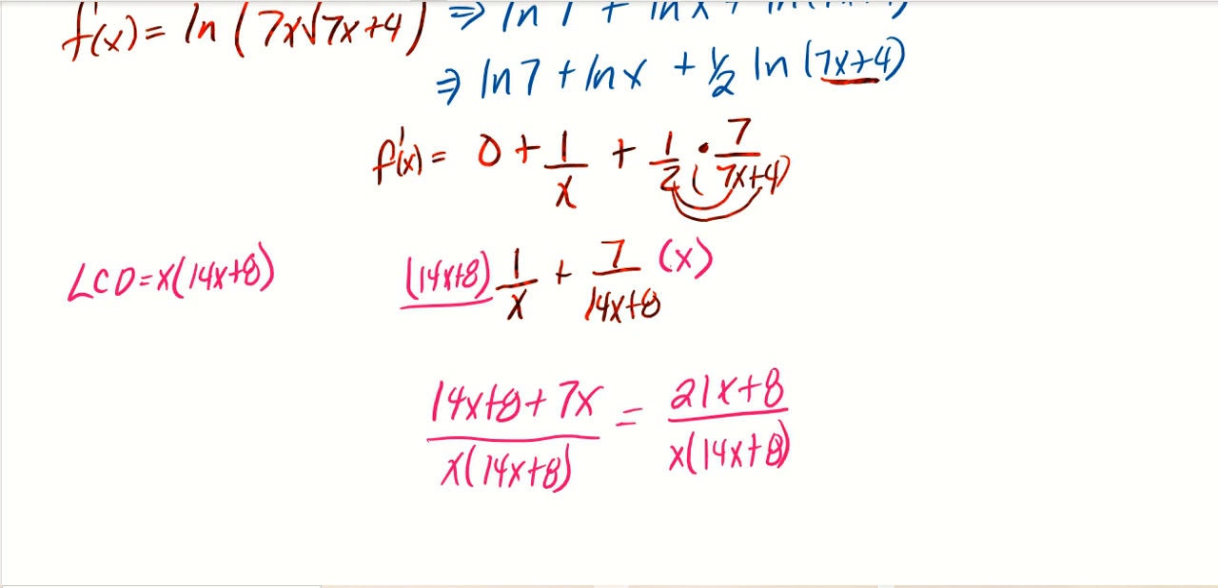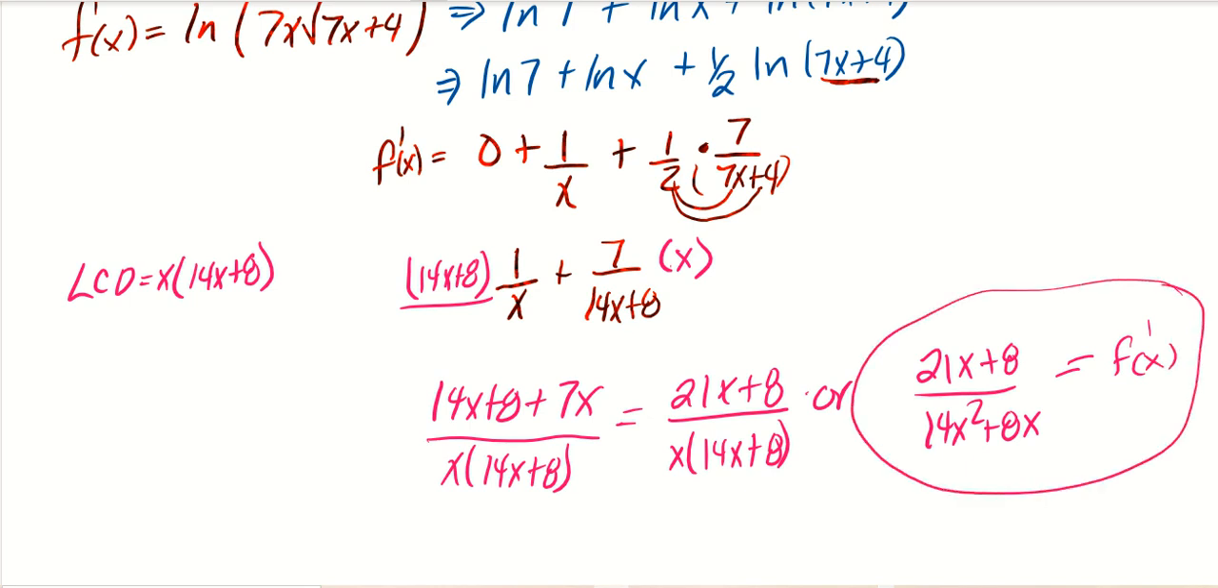Now we can write it as that, or we can write it as the 21x plus 8 and distribute the x, meaning this could be 14x squared plus 8x. And then we are done. We have finally found our derivative of our function. Okay? So that's another example of using those properties in order to solve for your logarithms.